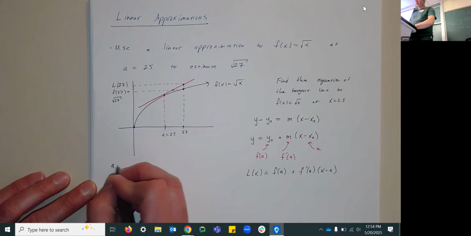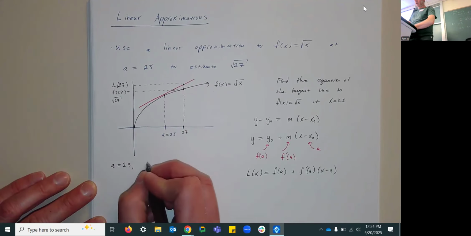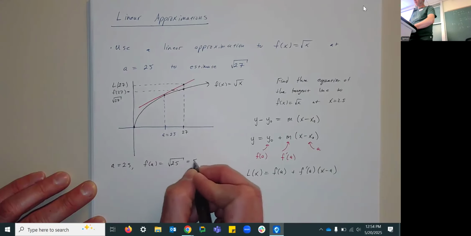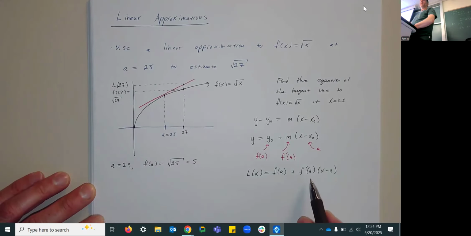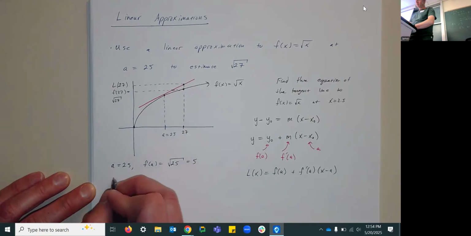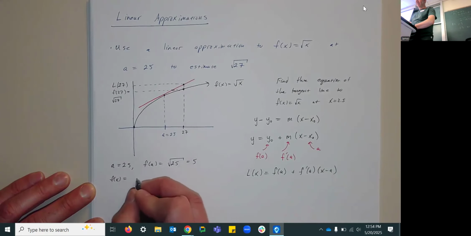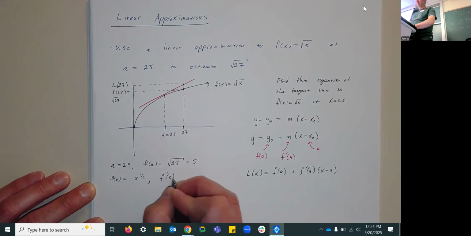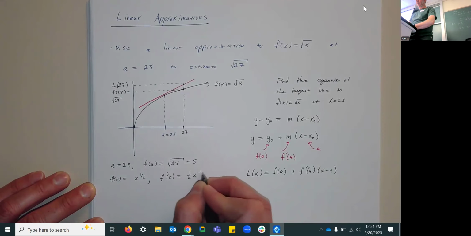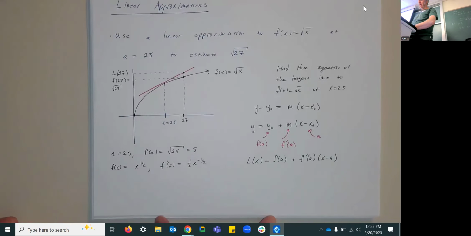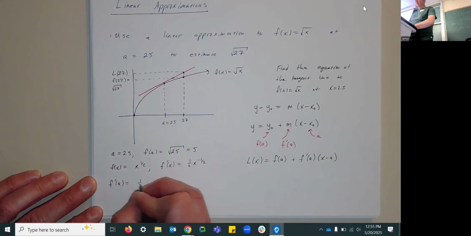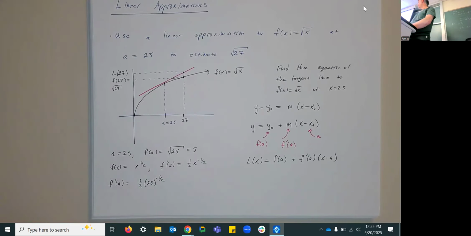So if our a value is 25, our f of a is going to be the square root of 25, which is 5. And to find the slope, I first have to find the derivative. So my function was the square root of x, or x to the 1/2 power. My derivative is going to be f prime of x equal to 1/2 times x to the negative 1/2. And then when I plug in a, my f prime of a is going to be 1/2 times 25 to the negative 1/2 power.